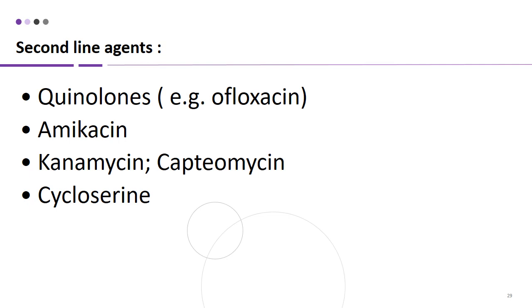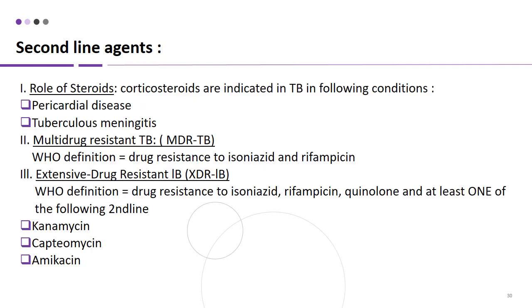So the second line agents include quinolones, amikacin, kanamycin, capreomycin, and cycloserine. In pericardial TB or tuberculous meningitis, there will be a role of steroids. So steroids should be added along with antituberculous drugs in these 2 conditions.